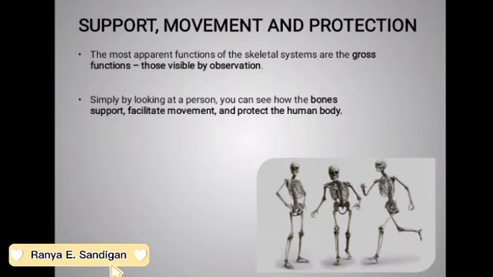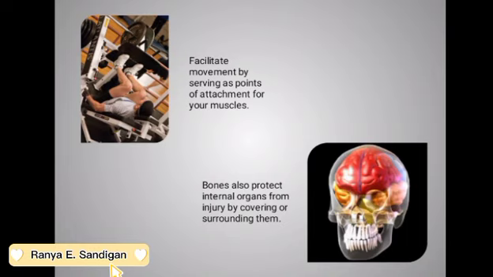protect the human body. Bones also facilitate movement by serving as points of attachment for your muscles, while some bones only serve as a support for the muscles. Others also transmit the force produced when your muscles contract. From a mechanical point of view, bones act as levers and joints serve as fulcrums. Unless a muscle spans a joint and contracts, a bone is not going to move. What else? Bones also protect internal organs from injury by covering or surrounding them.